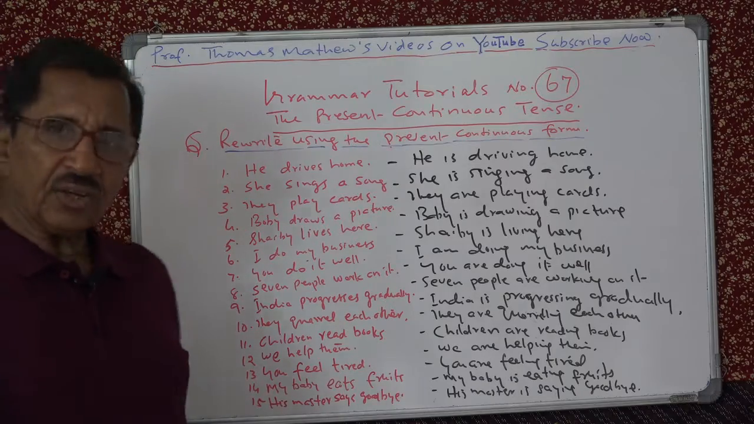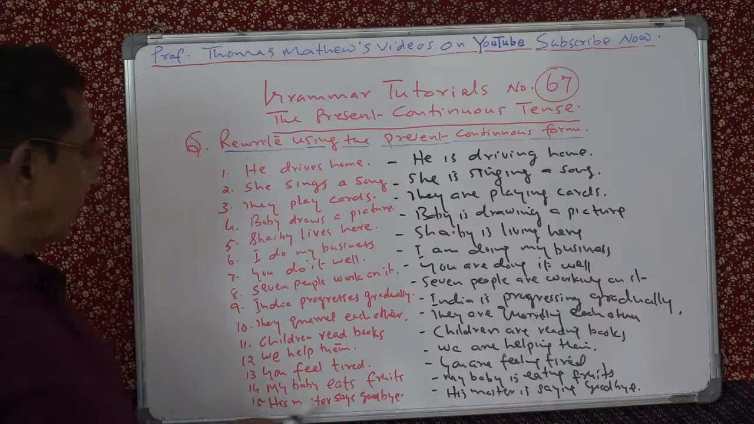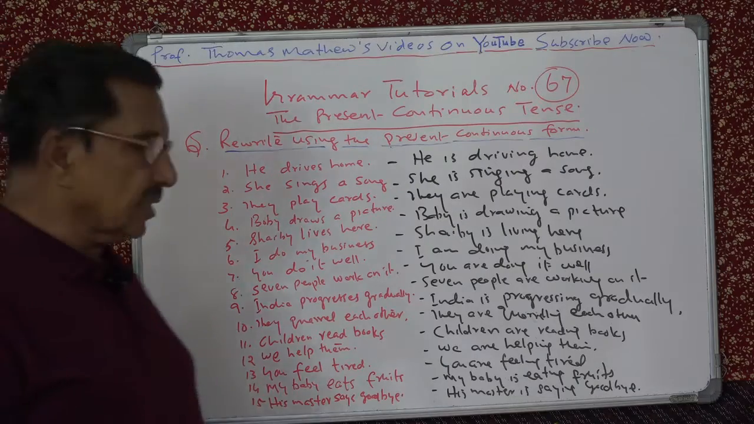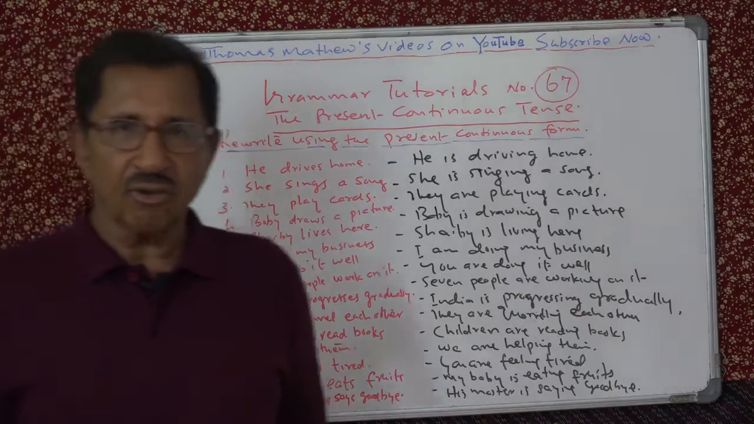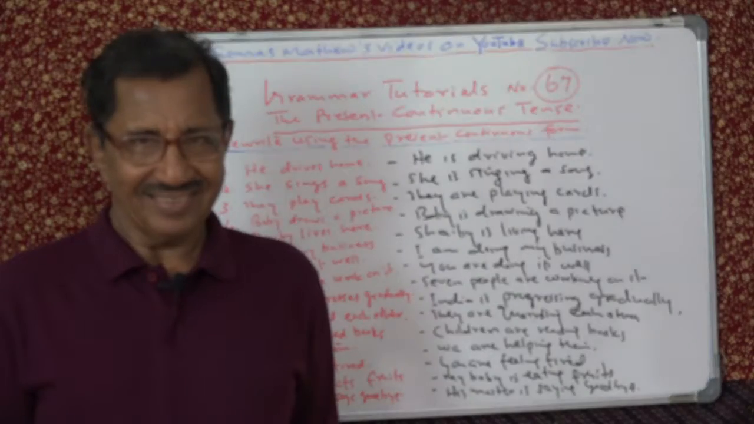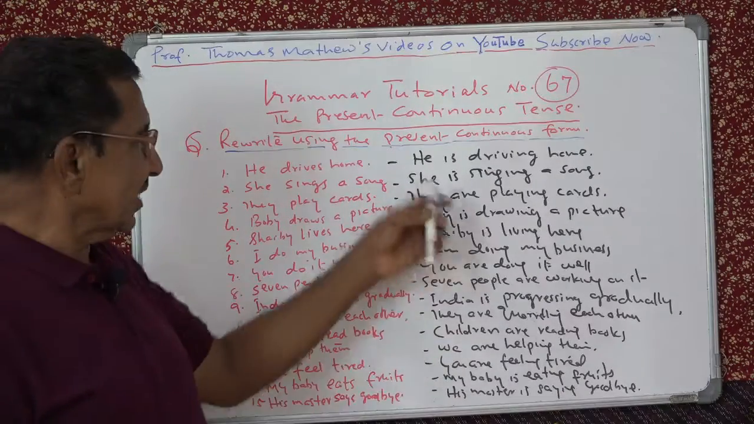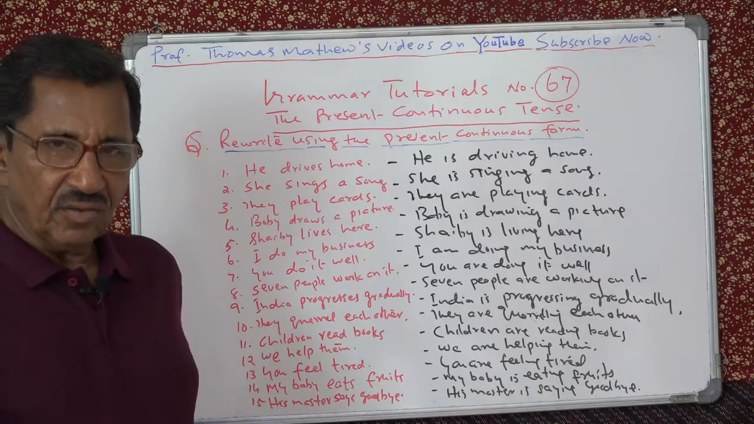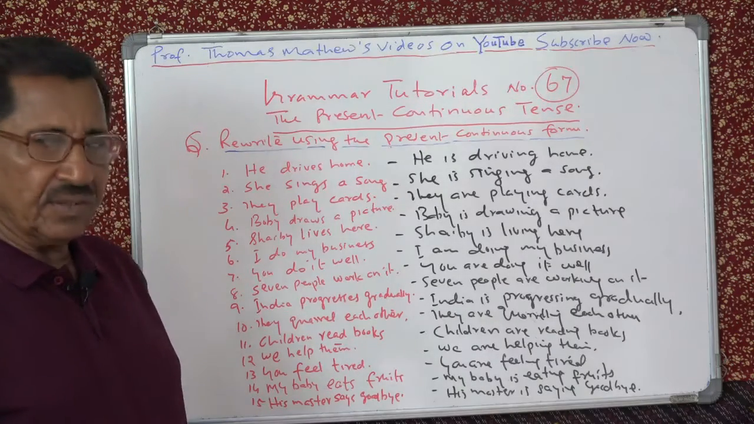You feel tired, you are feeling tired. My baby eats food, my baby is eating food. Third person singular: his master says goodbye, his master is saying goodbye. Understand? Now convert this into negatives. Just one more step. The other steps we will see later.